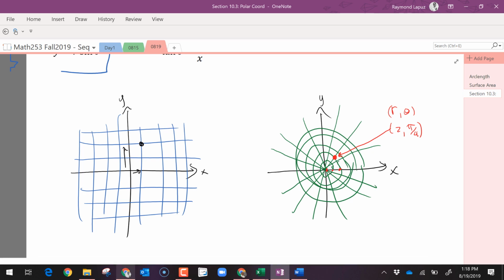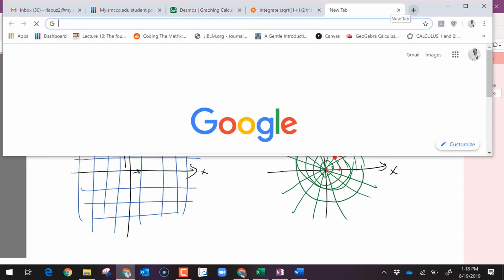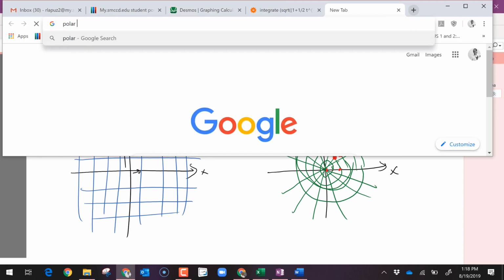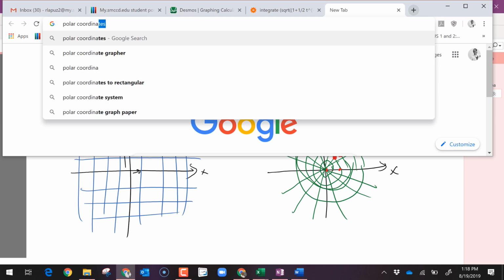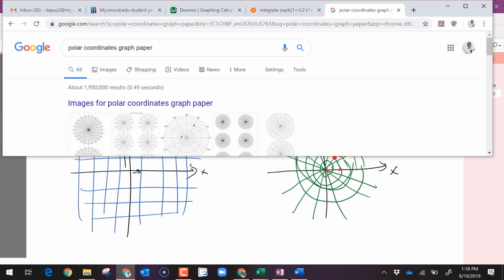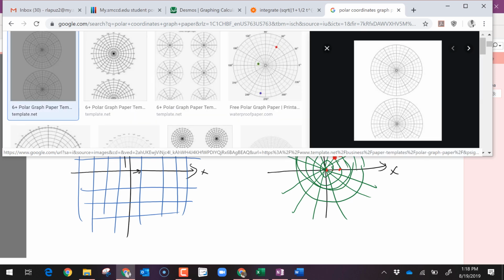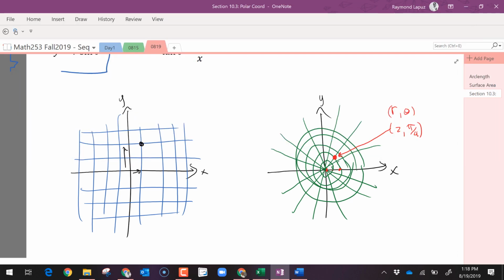You guys have seen those graph papers, right? I mean, you can Google polar coordinate graph papers. What? There's what? Oh, Desmos, yeah. Should have just copied and pasted one of these instead. Oh, my drawing looks pretty cool.